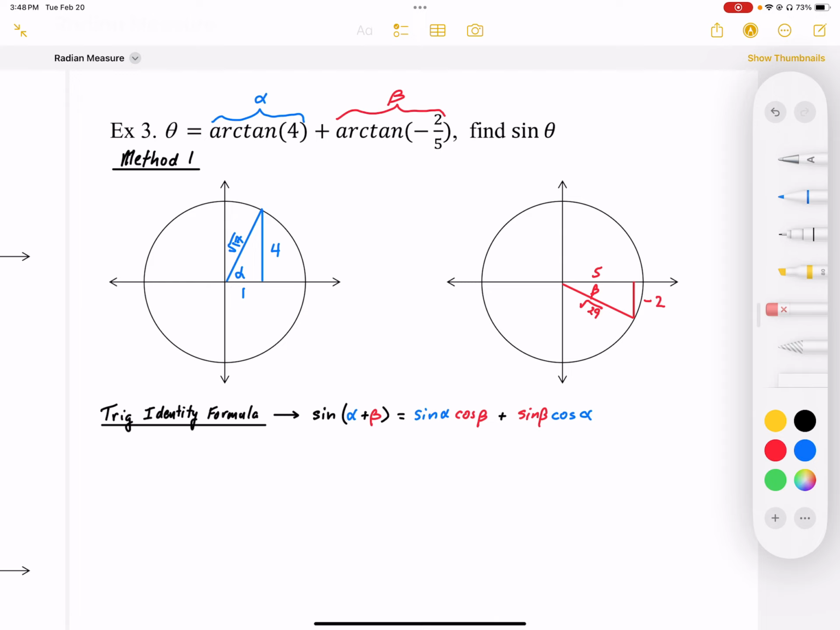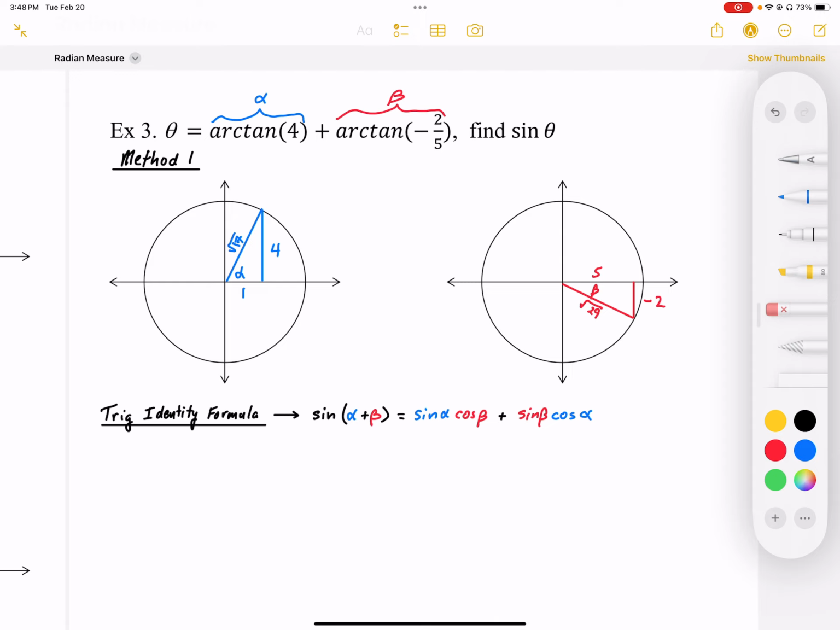In this problem, we have theta is equal to arctan 4 plus arctan negative 2 over 5, and we're being asked to find sine theta. Well, the first thing is we need to define theta. So arctan 4, we're going to break it down and just say that is a partial angle, alpha, and arctan negative 2 over 5 is a partial angle of theta, which we'll call beta.